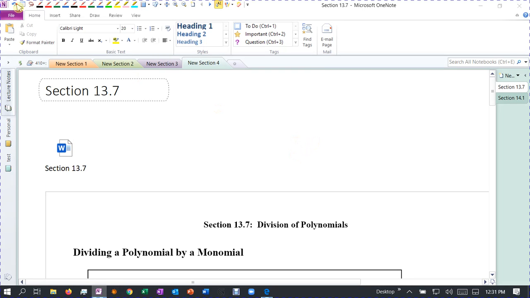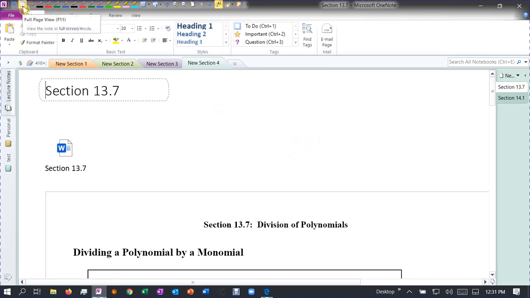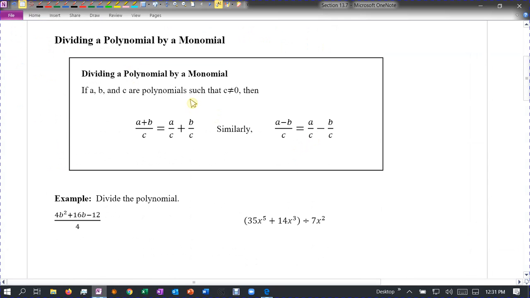Hello and welcome back. Let's take a look at 13.7, division of polynomials. So when you're dividing a polynomial by a monomial, remember a polynomial is something that has more than one term, so multiple terms, by a monomial, which is just a single term.